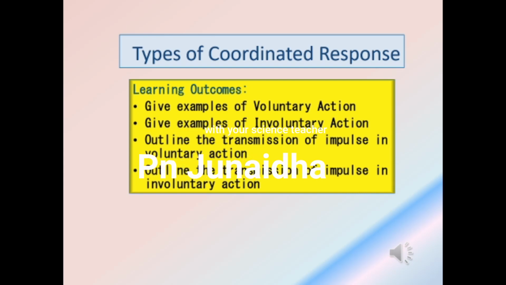Assalamualaikum. Today we are going to learn about types of coordinated response. At the end of the lesson, you should be able to give examples of voluntary action, examples of involuntary action, outline the transmission of impulse in voluntary action, and outline the transmission of impulse in involuntary action.